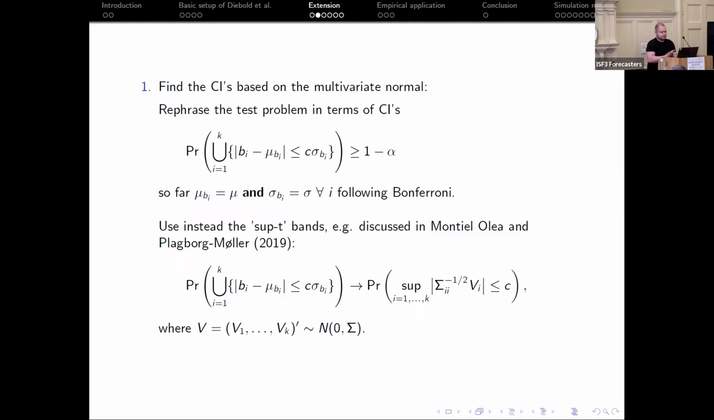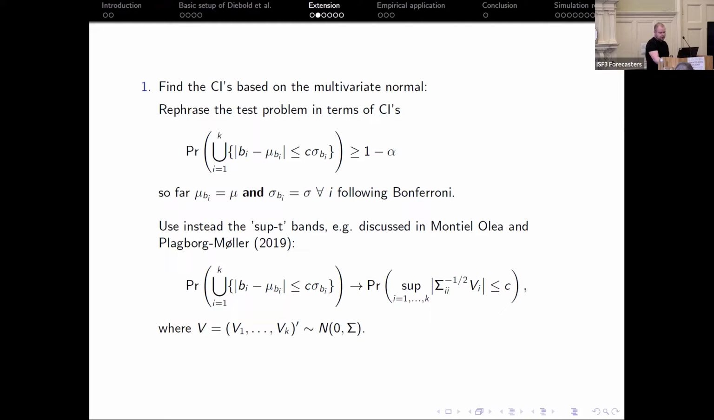Okay, so what are these sup-t bands supposed to do? We basically transform the statistic. What we use is basic t-tests, so the absolute value of the deviation divided by sigma b_i, and we just take the supremum over all bins. And what, for example, Montiel Olea and Plagborg-Møller have shown is that these probabilities are the same. Okay, and what we're going to do now is use that to simulate and find this quantile that is c.